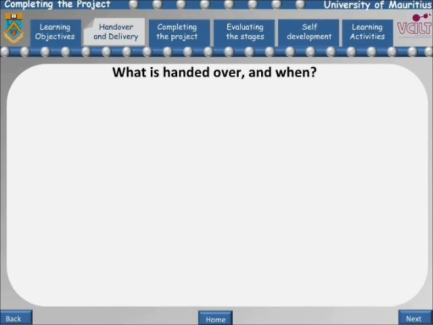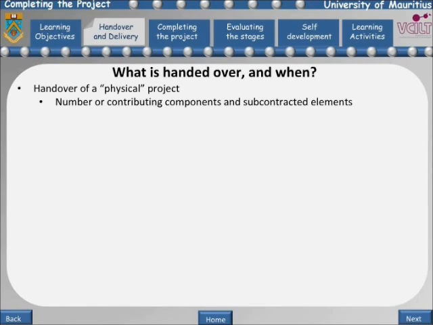Not all handovers are at the completion of a project. In some projects, there might be several different types of handover which happen at different stages. If the project involves preparation and handover of a physical object, there may be a number of contributing components and possibly subcontracted elements. The project plan should have identified the various elements and the details of handover arrangements for each stage, if there is a sequence of tasks.